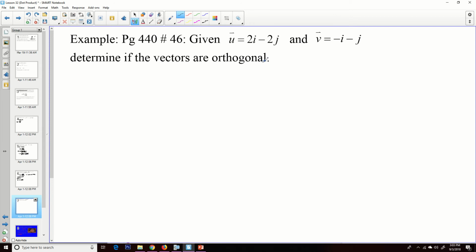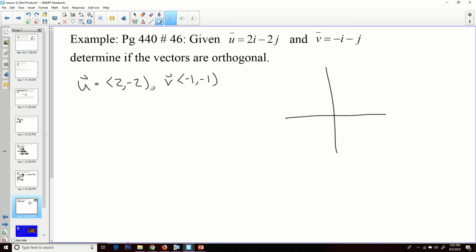Next question, last question. Determine if the vectors are orthogonal. And so again, I have two vectors defined with the unit vectors. So first thing I'm going to do is change u into component form. So I'll go 2, -2, and then vector v is -1, -1. And so if we draw this, and I didn't do a very good job of drawing those, so I want to fix those real quick so that we see they are component forms of the vectors. So 2, -2, and -1, -1 would be right here.